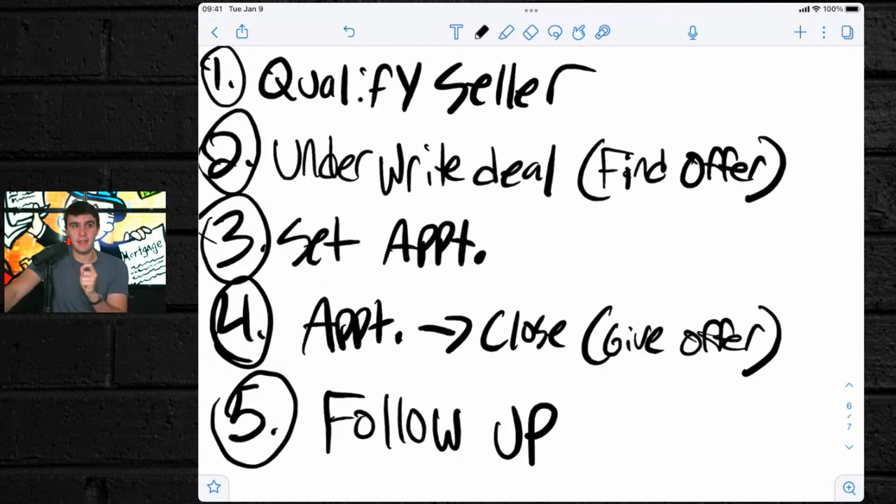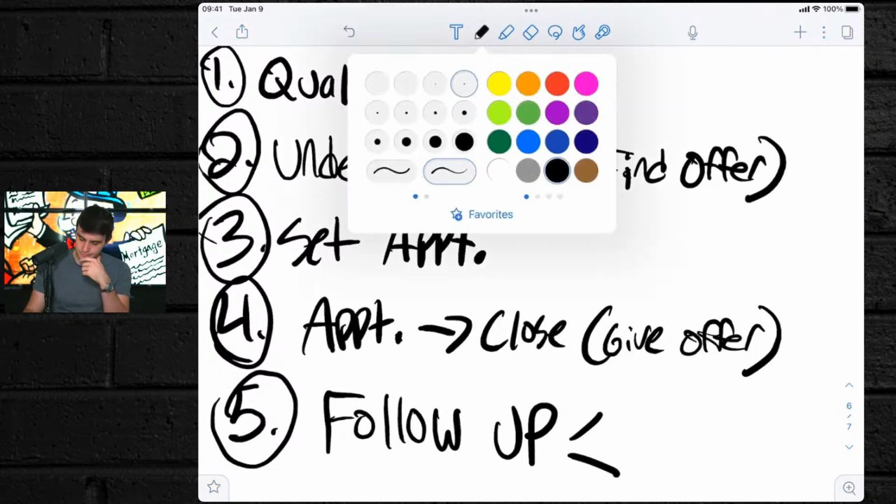Then we're going to give the offer. That is the point. The offer should be a lowball offer. We're going to break down all this today, okay? Number 5 is going to be the follow-up. Now, there's 2 types of follow-ups, okay?